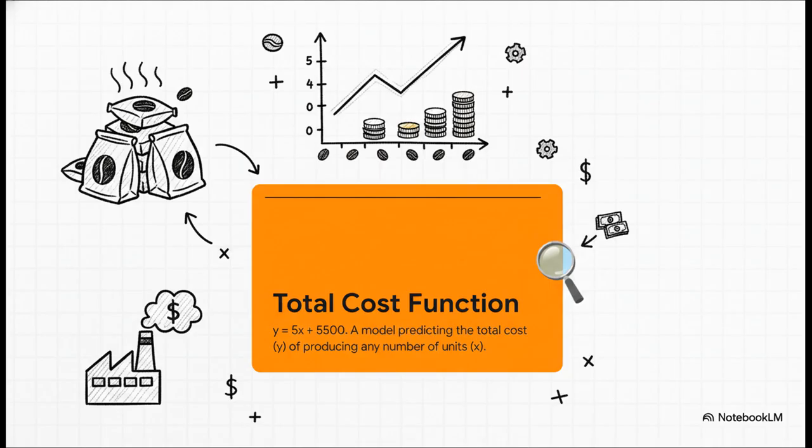Let's really break down this equation one more time. The y on the left, that represents our total monthly cost, the final number we're trying to find. The x is the number of coffee bags we produce. That's our variable. The 5 multiplied by it is our variable cost for each of those bags. And that $5,500 at the end, that's our fixed cost that we have to pay every month, our starting point. This simple line of algebra now holds the financial DNA of our company's cost structure. We now have the power to predict our total costs for any level of production we can imagine. That is an incredibly powerful tool for planning, for budgeting, for just about everything.